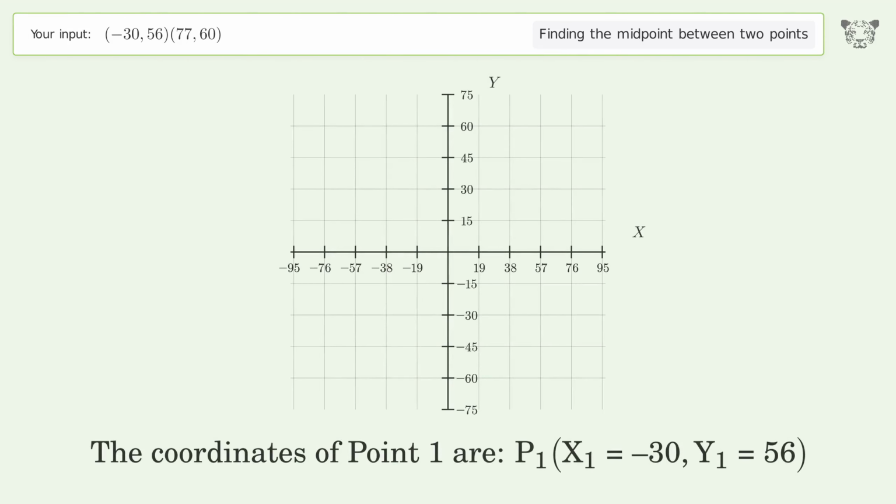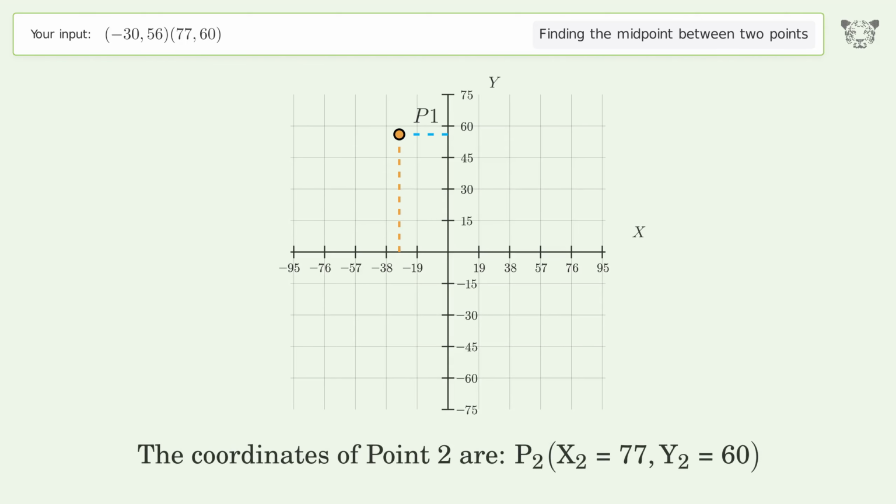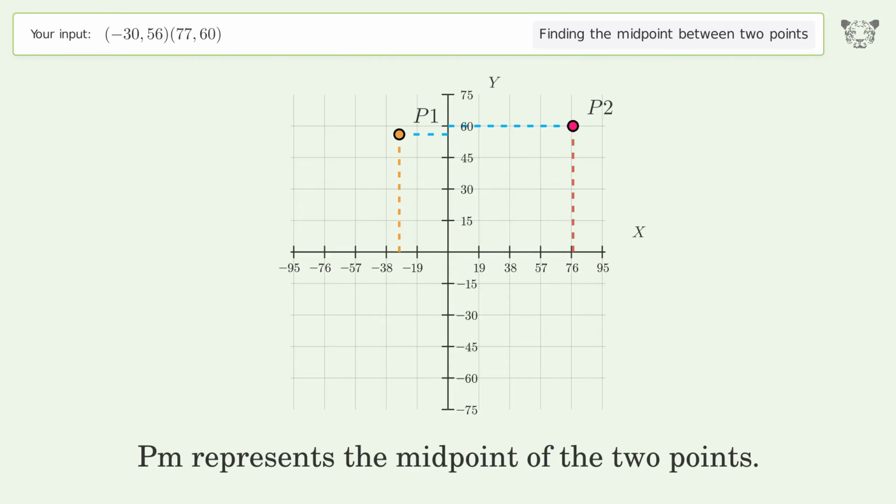The coordinates of point 1 are, x1 equals -30, y1 equals 56. The coordinates of point 2 are, x2 equals 77, y2 equals 60. PM represents the midpoint of the 2 points.